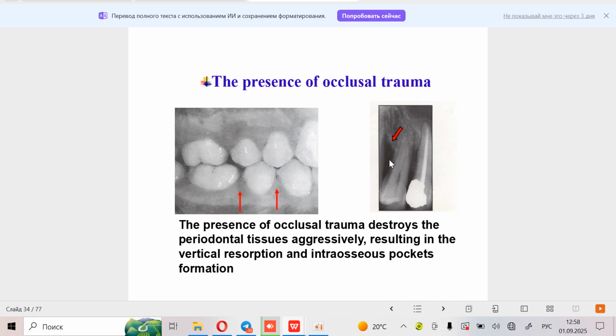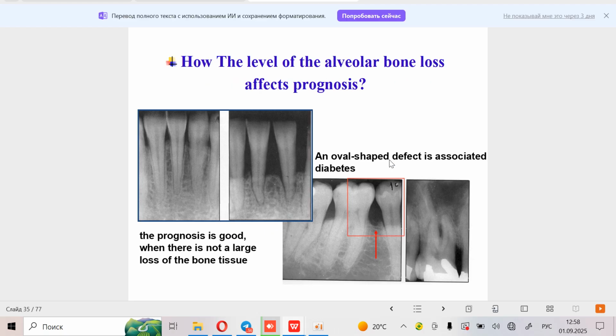The presence of occlusal trauma destroys the periodontal tissue aggressively, resulting in vertical resorption and intraosseous pockets. The dentist should take into account the remaining bone. The prognosis is good when there is not a large loss of bone tissue. In this case, there is a tendency to the loss of the bone. And of course, the prognosis depends on the correct treatment planning.